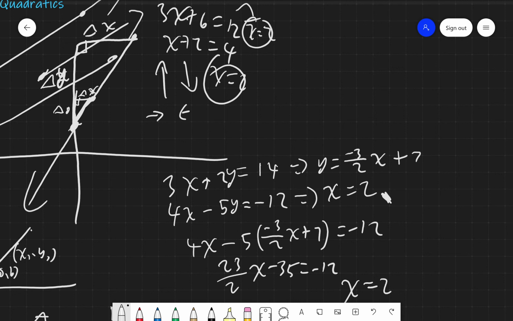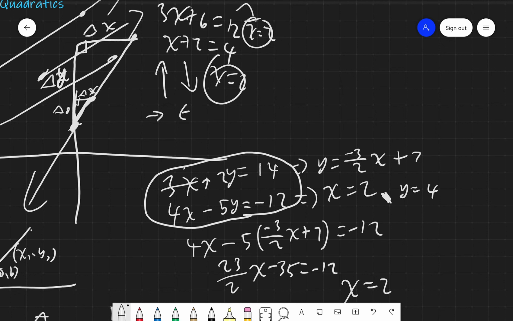We need to find y as well. So we can look at one of these two equations where we started, and plug in x equals 2. Let's say we had 6 plus 2y equals 14. Subtract 6, divide by 2, and we get that y equals 4. Or we could substitute it into the second one. We get 8 minus 5y equals negative 12. So y equals 4 again. Cool. That's one method.